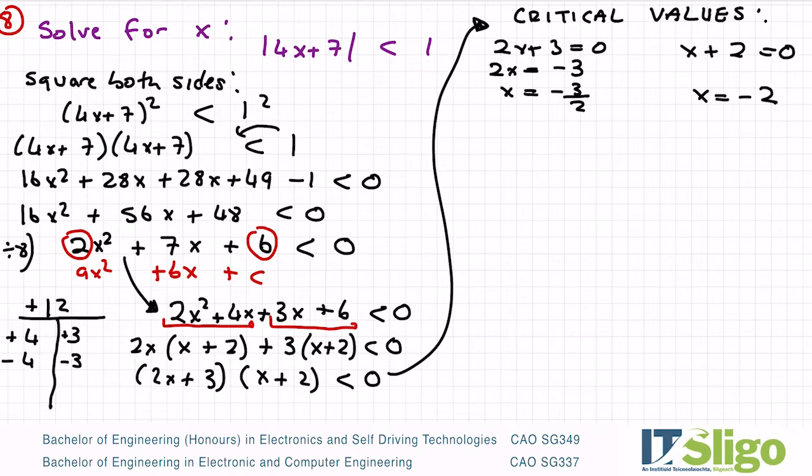So the easiest way I find to do this is to draw yourself a little Cartesian plane. Mark in your critical values. So we have minus 3 over 2 and minus 2 thereabouts. Have a little look at your quadratic. x squared is a positive term, so therefore it's a smiley face. So draw in your quadratic as such. So that's minus 3 over 2, that's minus 2.